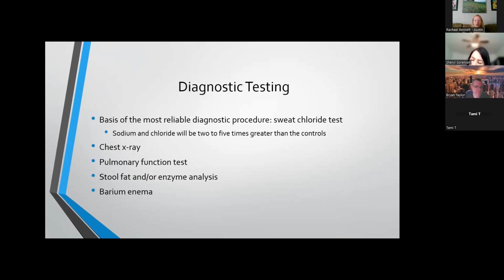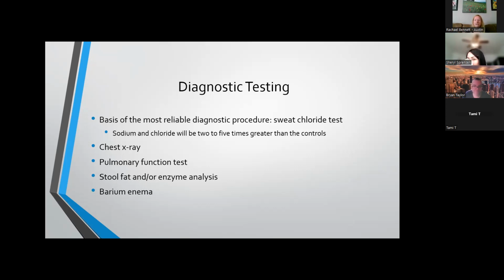The sodium and chloride will be 2 to 5 times greater in children with cystic fibrosis than in the controls. This is why parents report the children tasting salty. Again, I don't know which parents are going around licking their children, but this is our connection here.